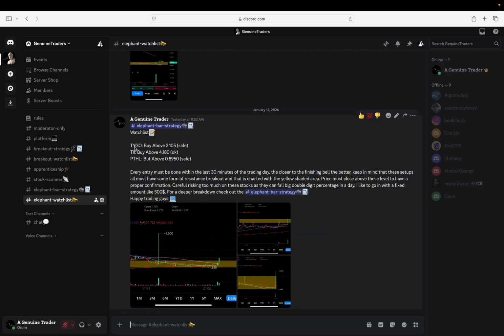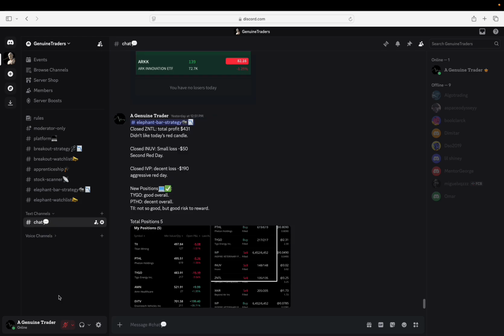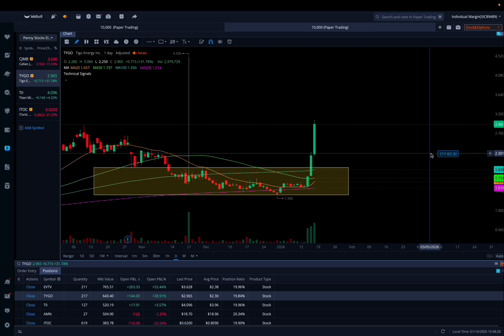So for the elephant bar, as you can see here, I took 3 trades yesterday, one of them being the 30% gainer, which is the Taigo trade. So with that being said, I hope you actually understood that strategy. And again, if not, just go ahead and join, reach out to me, and I'll gladly reach out back. With that being said, I'm going to end it right there.